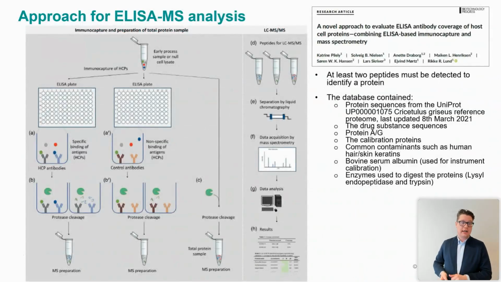We used this ELISA-MS method that was published some years ago by AlphaLyse. I won't go into the details. You can see the reference in the corner. But basically, the principle is that you capture your HCPs in your ELISA plate with your different reagents. So in this case, we screened these 7 different reagents using this method.